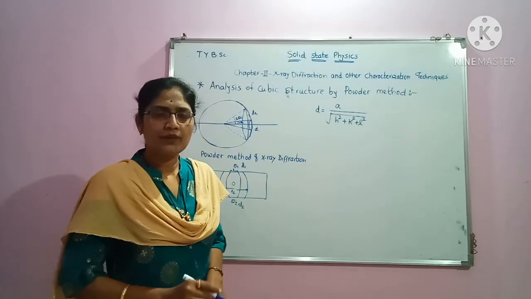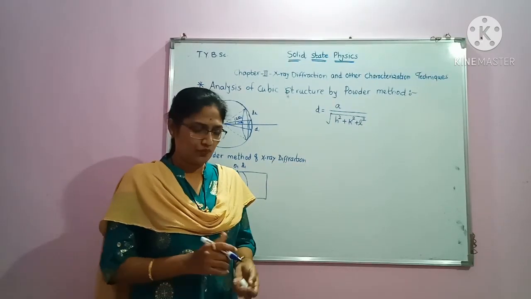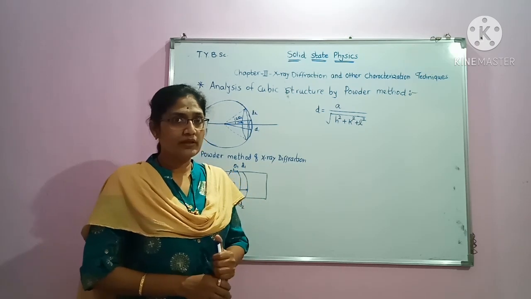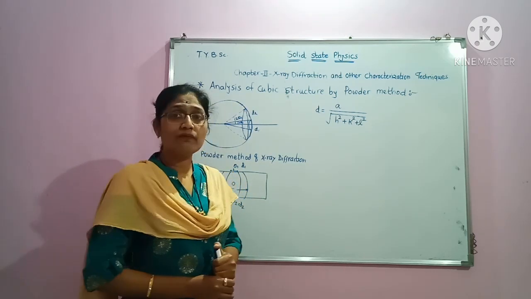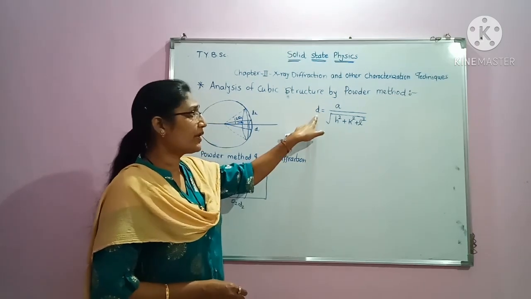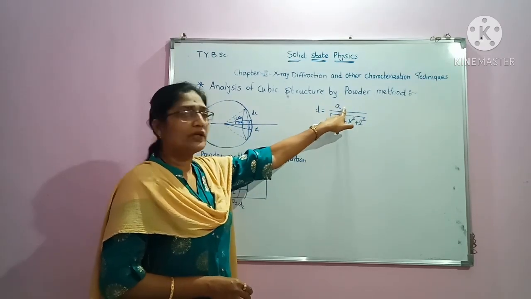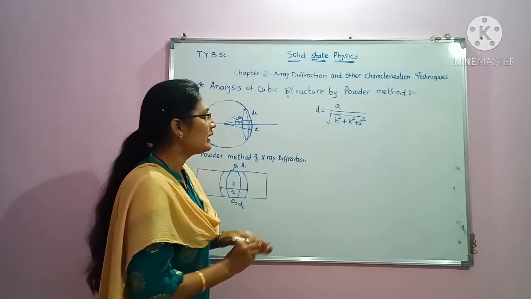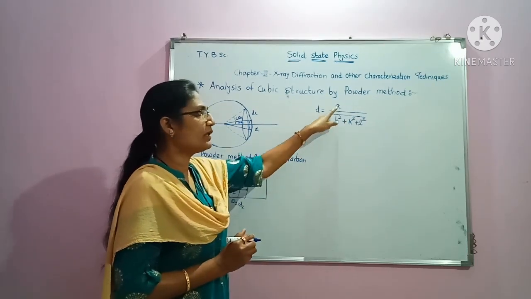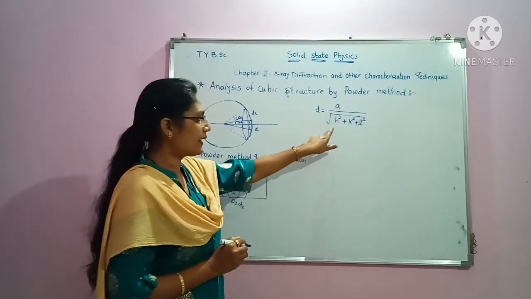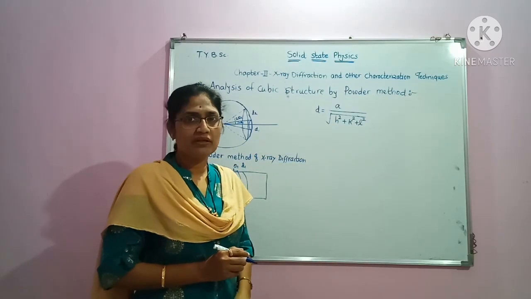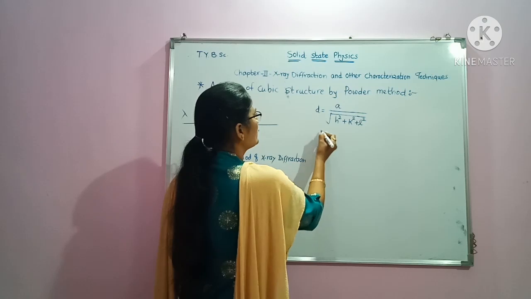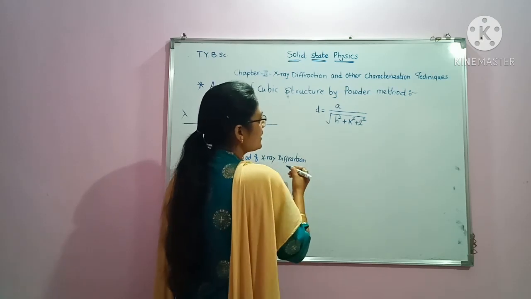When we studied Miller indices, we obtained one of the features of Miller indices, that is, Miller indices are used to give the relation between interplanar distance and the lattice constant for a cube, and this is the relation between d and a, and h, k, l are nothing but the Miller indices. So here we have obtained this relation.